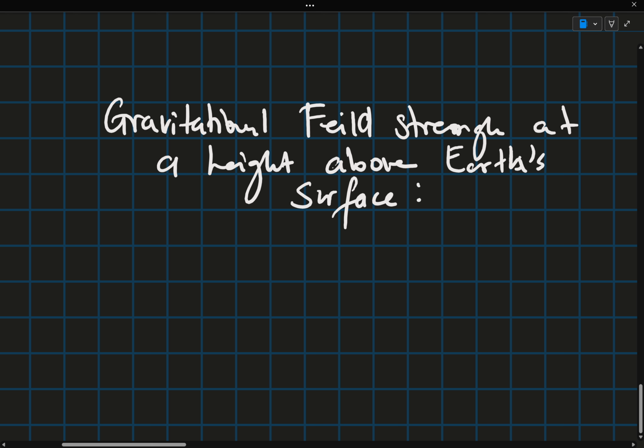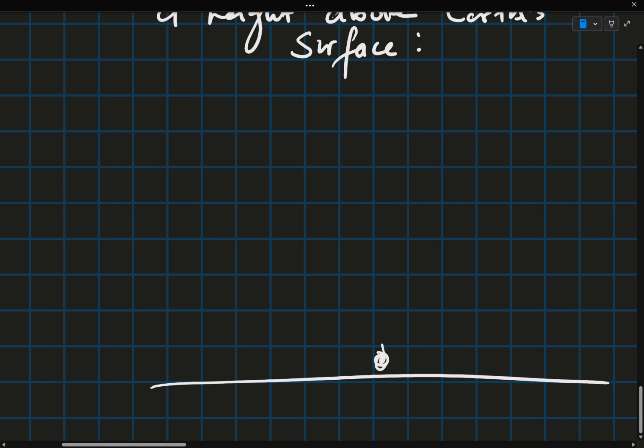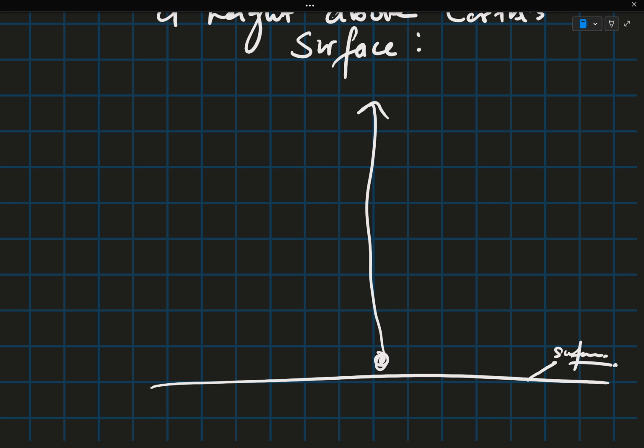So what are we talking about there? We spoke about gravitational field strength already. As we move away from the Earth's surface, so let's say that this is the Earth's surface here, as an object moves away from the surface of the Earth, the gravitational field strength g starts to decrease. Okay? So we have that.